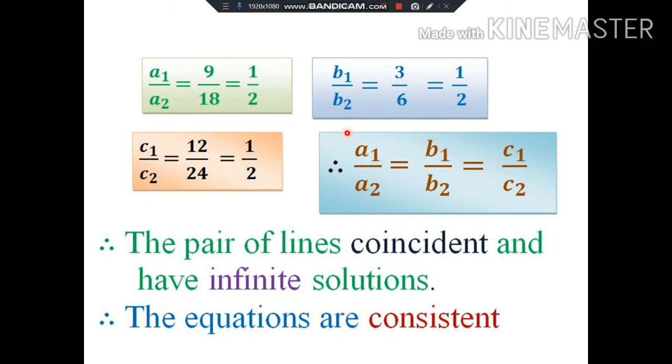Now remember the table. Because all the ratios are equal, the pair of lines are coincident and have infinite solutions. Therefore, you can say the equations are consistent.